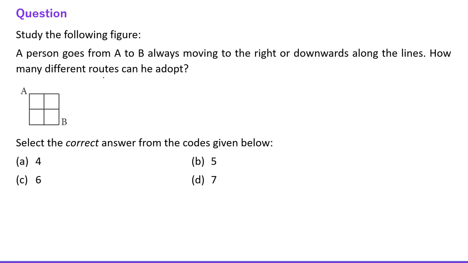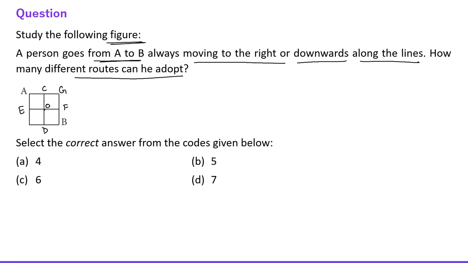Next question says, study the following figure. A person goes from A to B, always moving to the right or downwards along the lines. How many different routes can he adopt? Okay, fine. So just give names to these points first. It will be easy for us to calculate the number of routes. So let's say this is C, D, E, F, G, and this is O. This is the center.